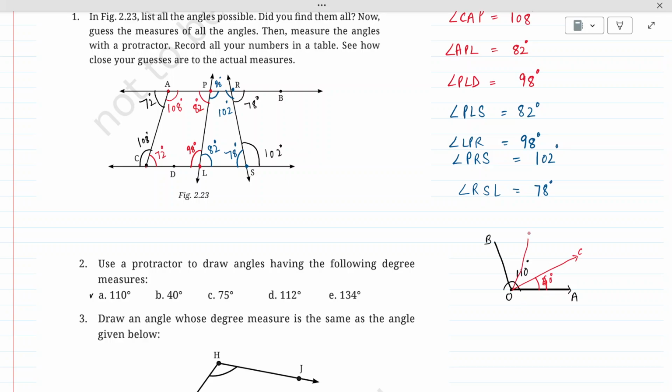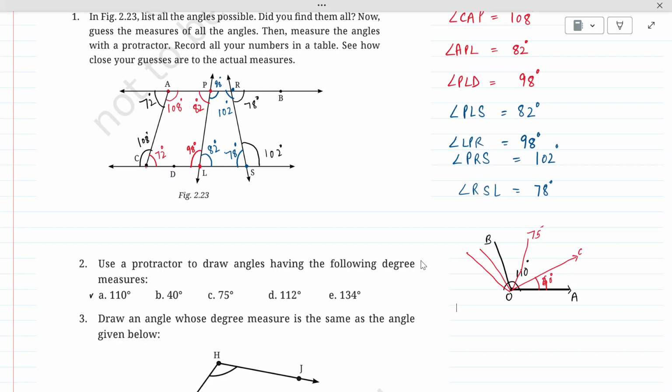Similarly, somewhere here it will be 75. Same, you have to keep the center of the protector at O and one line of the protector overlapping OA. We can find out 75. Next is 112, somewhere here. 134, somewhere here. So I'm very sure you kids, you can do it. Still, if you face any problem, please email me. We can take this also.